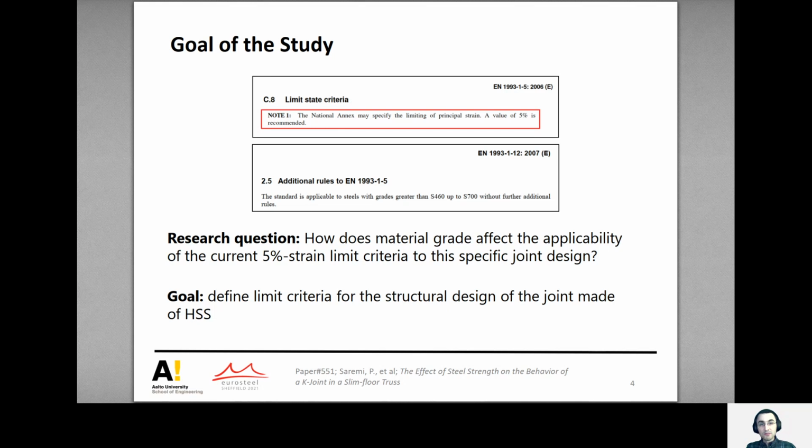The goal of this research is to define the limit criteria for the structural design of this specific joint. One of the criteria defined by the Eurocode is the 5% principal strain mentioned in part 5 of Eurocode 3. The use of this criterion is extended to structures made of steels up to S700. Our research question then became, how does material grade affect the applicability of this criterion to this specific joint design?